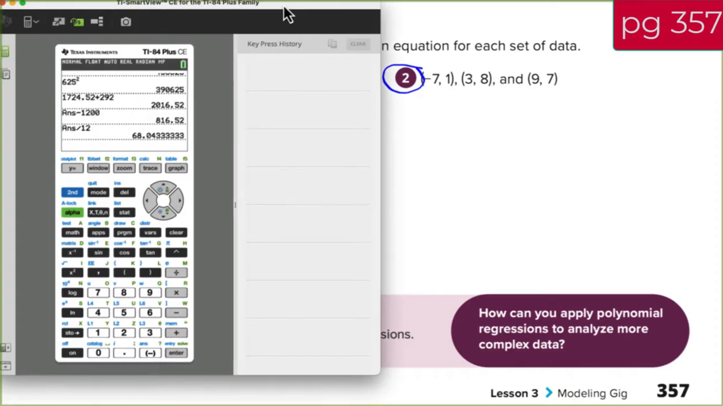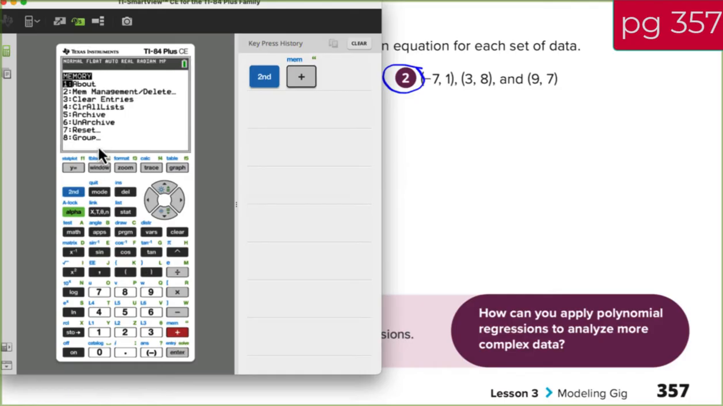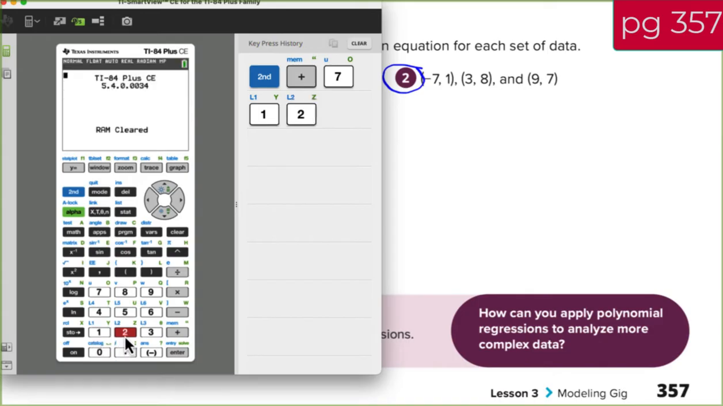So first, let's clear the memory. We're going to hit second memory. All right, 7 is to reset, and then all RAM 1 and then 2. Now if we do that, I know that we are all in the same situation with a brand new calculator. The settings haven't been changed, so your keystrokes should be the same as mine.